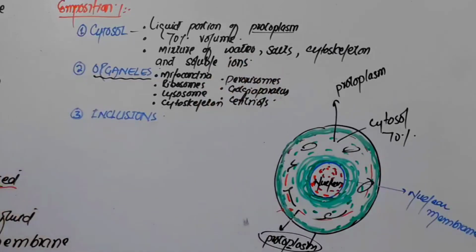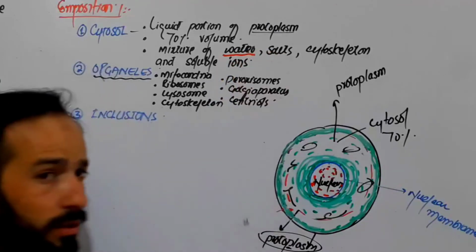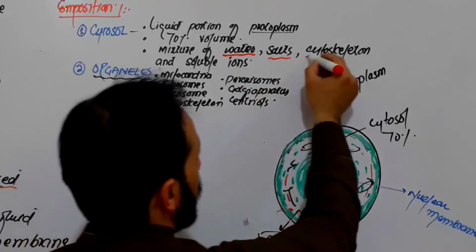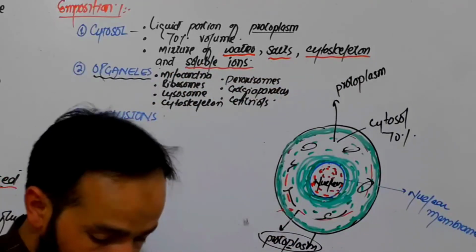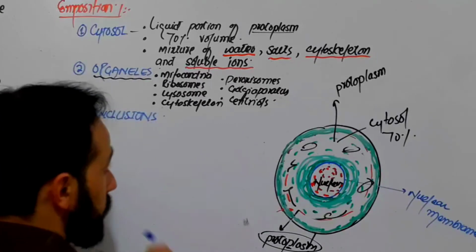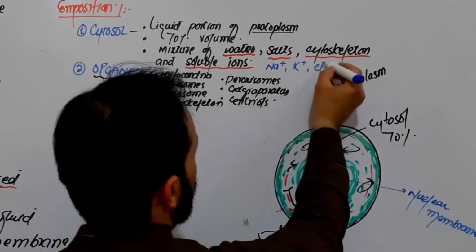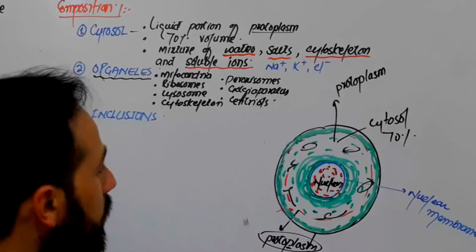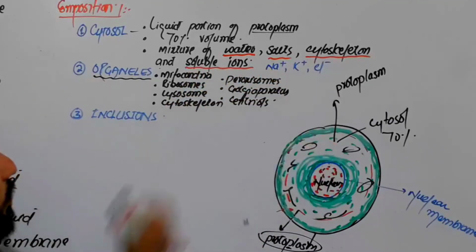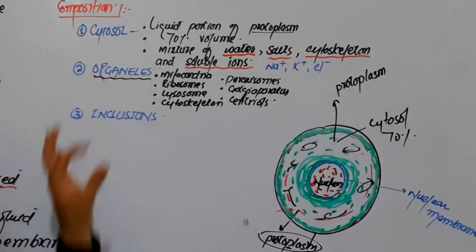So if someone asks what is the composition of the cytosol of cytoplasm, we say it is composed of water, some salts, the cytoskeleton, and the soluble ions like sodium, like potassium, like chlorides. These are present inside your cytoplasm. So these are the soluble ions which are present in the cytosol of the cytoplasm. So this was the composition of the cytosol portion of the cytoplasm.